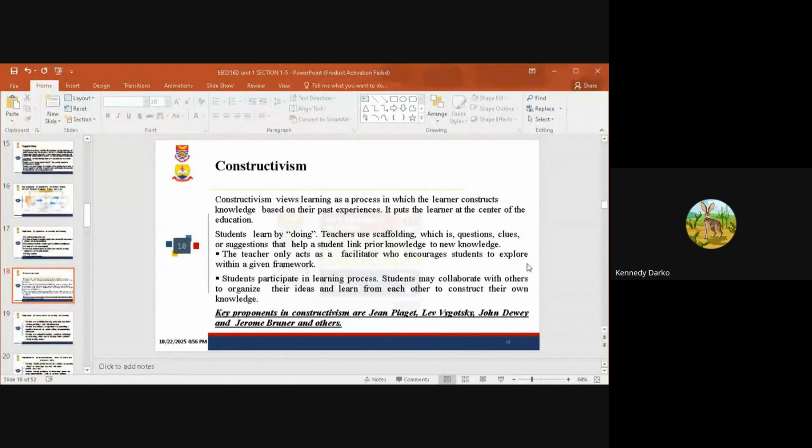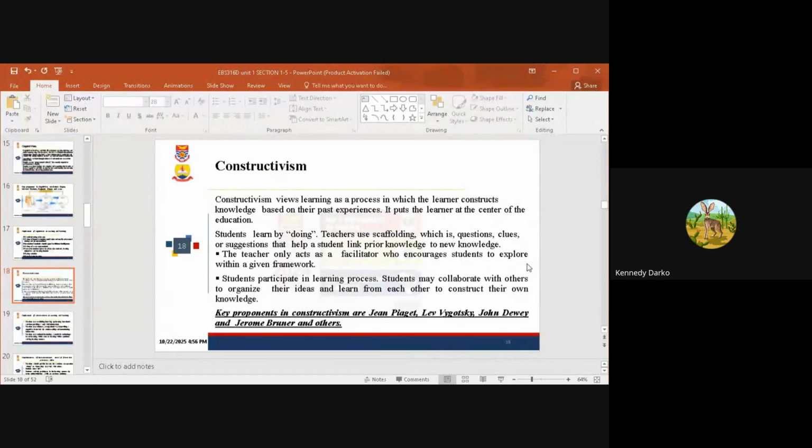So teachers are going to use what? Scaffolding. When you talk about scaffolding, it's more or less a board that helps you to flip from one point to the other. And so because you have to learn by doing it, the teachers are going to guide you. They scaffold you. They help you to stand on certain things to get on something, which is what? Questions, clues, or suggestions that help students link prior knowledge to the new knowledge. So we are going to scaffold because the learner must learn it or must know it through what? Doing it.